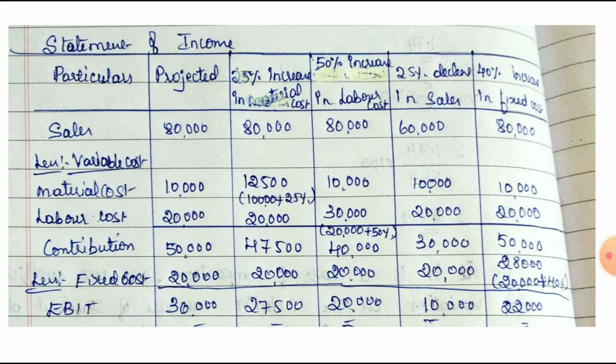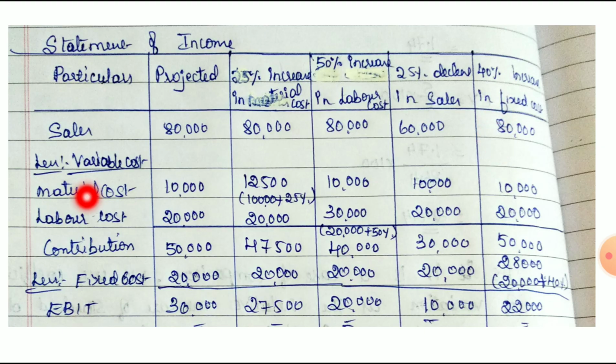So this is how we calculate EBIT. First we have taken the sales amount, it is given in amount. 80,000, 80,000, 80,000. So 25% increase in material cost, 50% increase in labor cost, 25% decline in sales, 40% increase in fixed cost. Sales will be the same as projected, except in the fourth column where there is a decline in sales by 25%. So 80,000 minus 25%, so 80,000 minus 20,000, so 60,000. In the next column it is the same, 80,000.